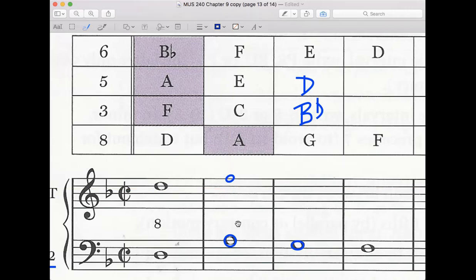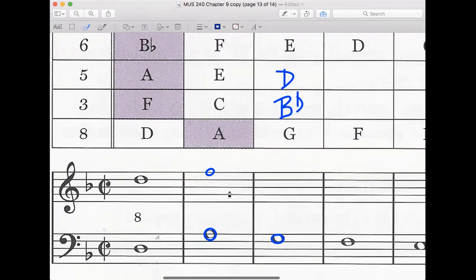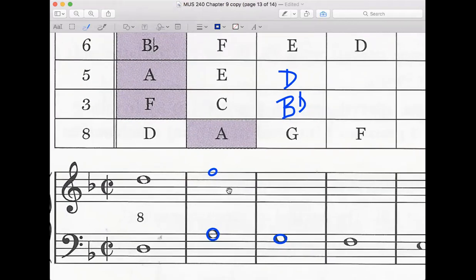That could also work. Okay, so I think our best options would be either the third, which would be moving in contrary motion, or the sixth. Now, there's no wrong answer here, but once you make a decision, it kind of leads you to the next one, don't you think?